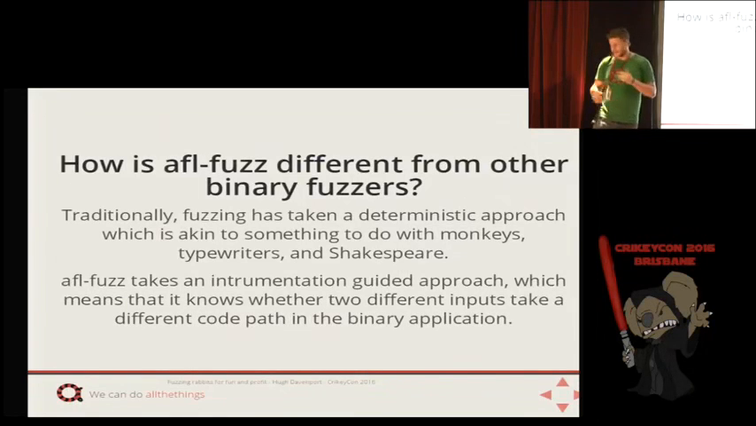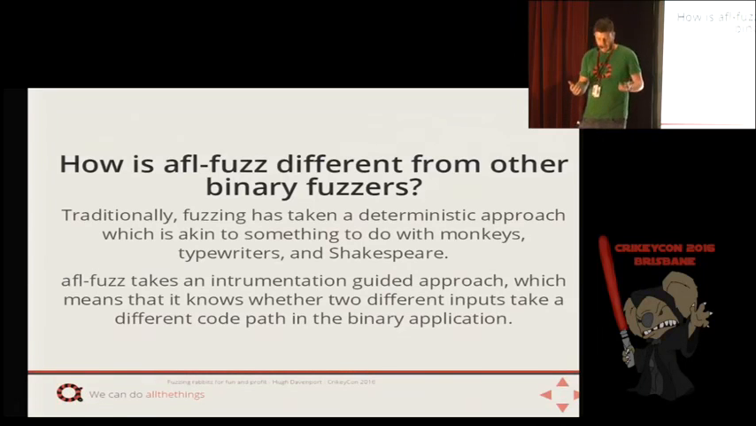AFL is different from binary fuzzers in the fact that most binary fuzzers traditionally take a deterministic, very dumb approach, just send random input and no real thought into what that input is. So, as I've said here, that's kind of akin to if you grab a room full of monkeys and some typewriters, they might eventually write some Shakespeare, but it might take a long, long time.